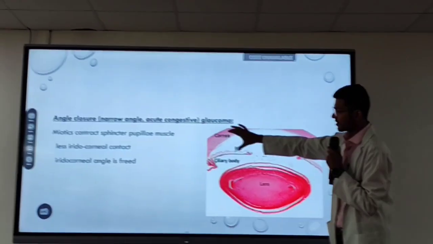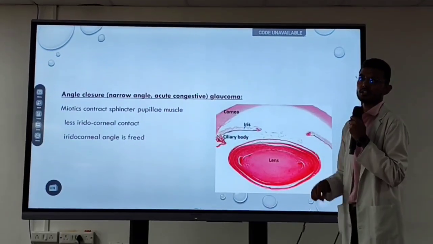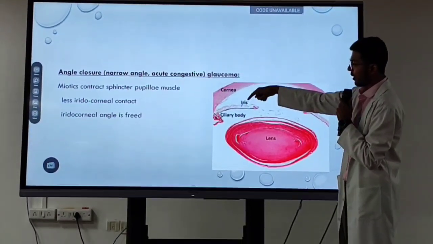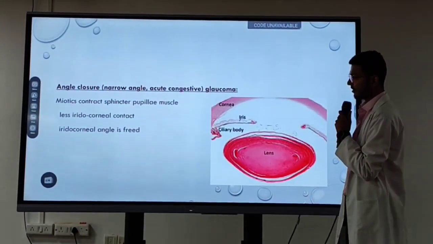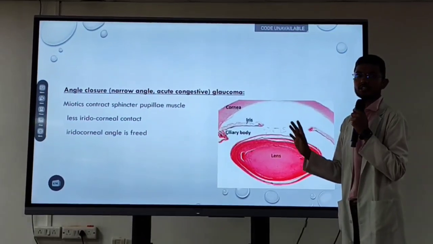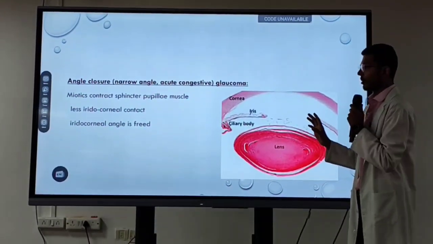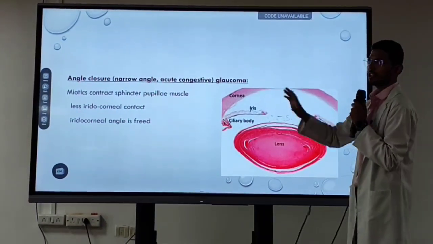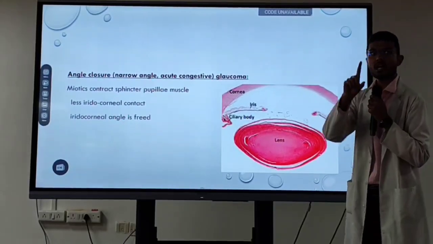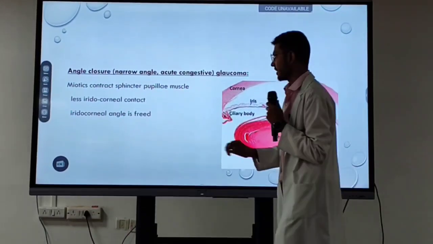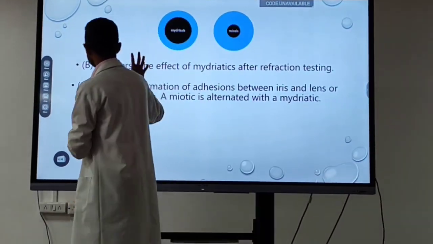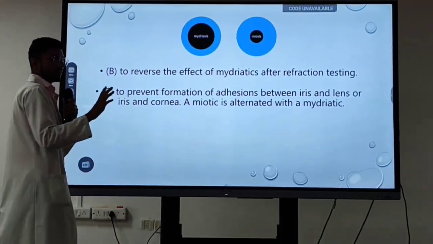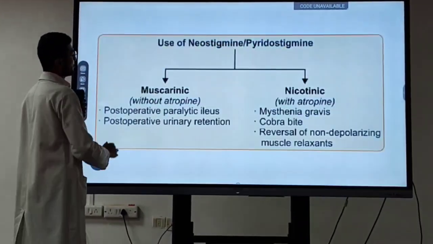Sometimes these structures get adhered to each other, either cornea adhered to iris or iris adhered to lens. We don't want this condition, it is not physiologically normal. So to treat this condition so that there will be no adherence, we will give a myotic and mydriatic alternatively. These are the uses of cholinergics as myotic.